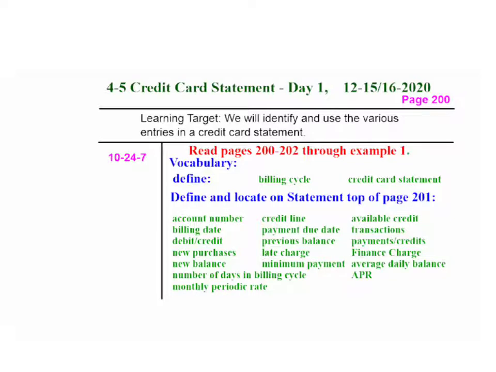And then we're going to look and locate all these other words on the credit card statement that we're using. So we're going to look for the account number, the credit line, what the available credit is, the billing date, the payment due date, the transactions, the debits and credits, the previous balance, the payments and credits, the new purchases, any late charge, finance charges, the new balance, the minimum payment, the average daily balance, number of days in the billing cycle, the APR, and the monthly periodic rate. You don't have to write all those words down. Please just write down billing cycle and credit card statement, and we'll define those, and we're just going to locate these other words as we go through.